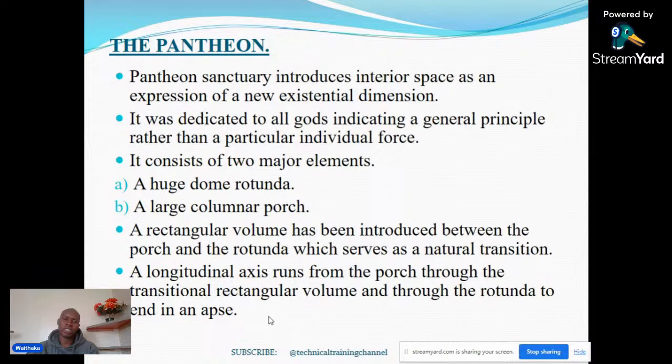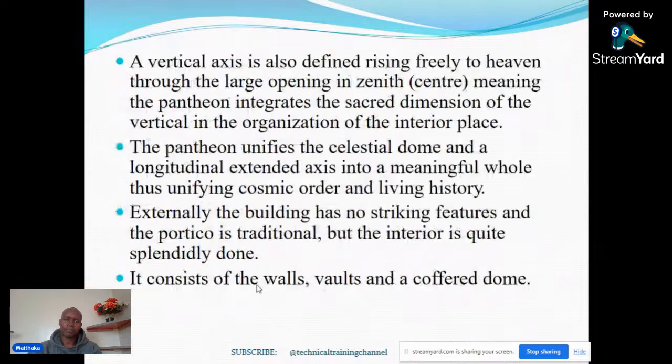And again, we are saying a longitudinal axis runs from the porch through the transitional rectangular volume and through the rotunda to the end of the apse. And this is the influence of the axis that we talked of. This is the primary corridor, which is running from north to south. And you are saying that this is running from the porch all the way through the rectangular volume to the apse, or to the front of the sanctuary.